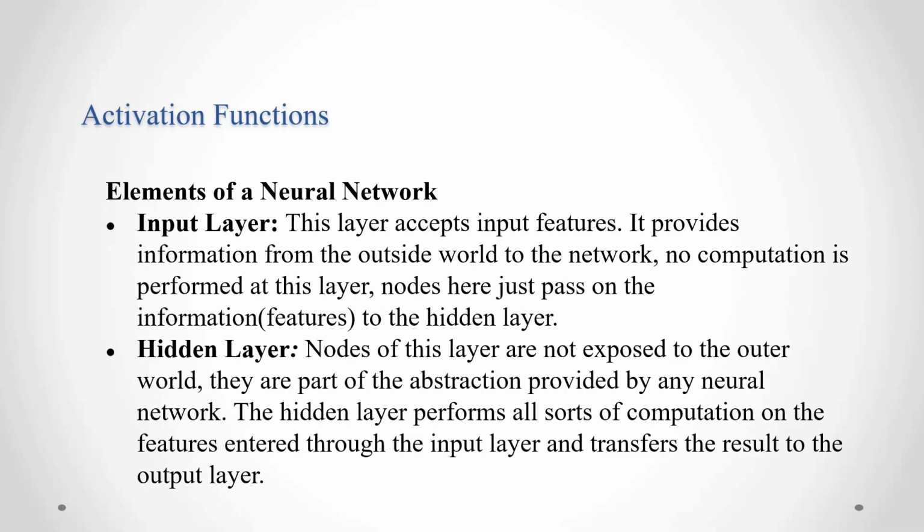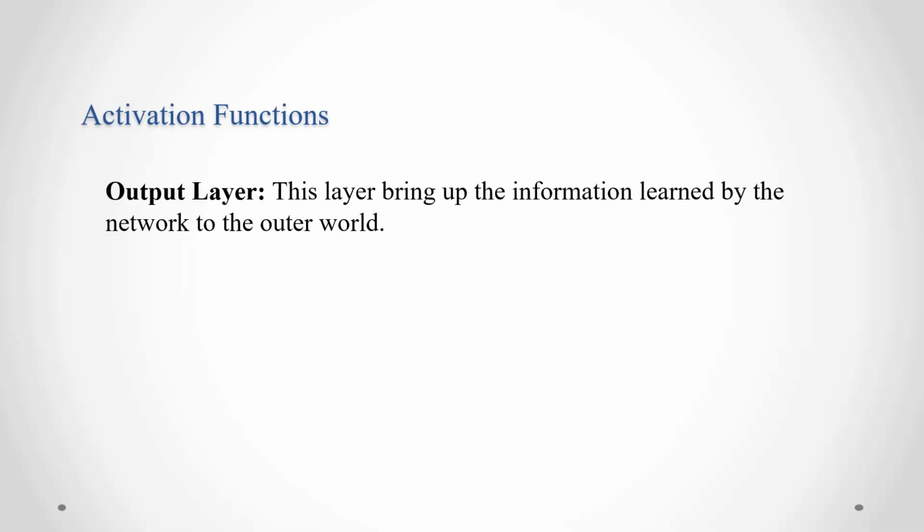Then comes the hidden layer. Nodes of this layer are not exposed to the outer world. They are part of the abstraction provided by any neural network. The hidden layer performs all sorts of computation on the features entered through the input layer and transfers the results to the output layer. Then comes the output layer. This layer brings up the information learned by the network to the outer world.